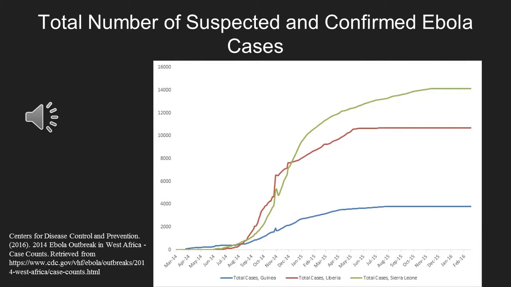The next slide shows a graph made by the Centers for Disease Control and Prevention that shows the total number of suspected and confirmed Ebola cases in three populations in West Africa: Guinea, Liberia, and Sierra Leone. These three areas are actually the most impacted during the 2013 Ebola epidemic.